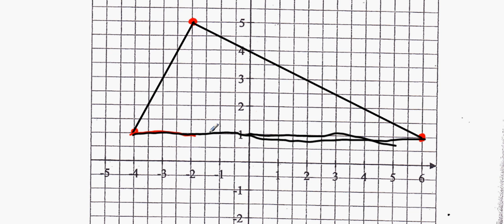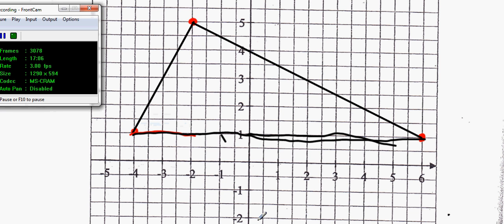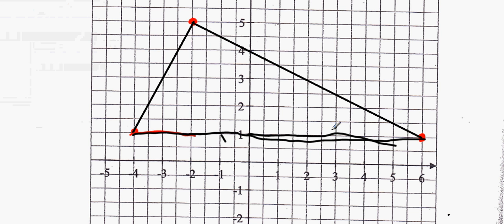Now, find D, the midpoint of AC, on the diagram. So find the midpoint of AC. Okay. So A is the point -4, 1. This is A, and C is 6, 1. So we want to find the midpoint of this.